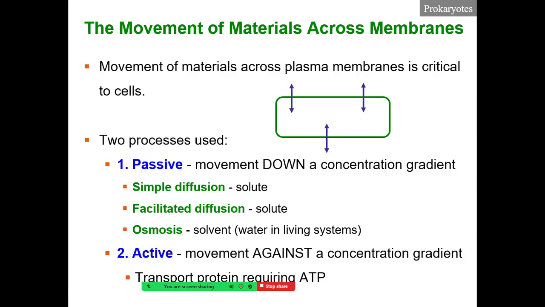Cells also have active processes where the molecule moves against its concentration gradient, meaning a molecule moves from low concentration outside the cell to inside the cell, or it could move from low concentration inside the cell to outside the cell. The movement against its concentration gradient requires energy, and this happens by a transport protein, and the transport protein gets the energy it needs to move that molecule against its concentration gradient from ATP.